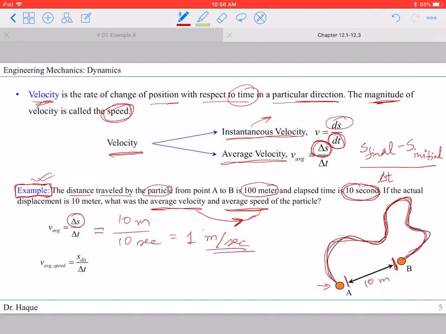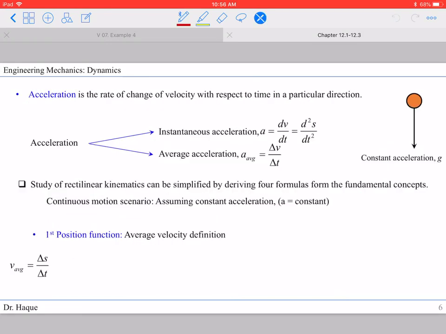However, for the speed, we have to take the entire distance covered by the particle, so that is 100 meters, divided by 10 seconds. So now it's 10 meters per second. This is just to clarify that average velocity and average speed may not be the same.